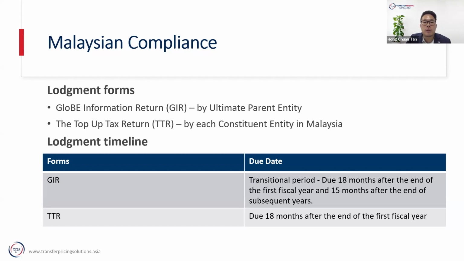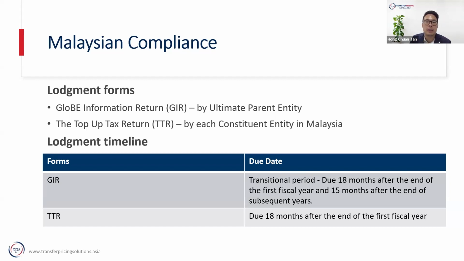We have the transitional period of 18 months, and then 15 months after, but it can be 18 months after. That's yet to be seen. PTR 18 months after the end of the first fiscal year. So just to bring into context the effective date: the GMT for Malaysia is for those that start 1st Jan 2025, right? Which means the December year, and the first financial year to be in scope would be the 31st December 2025, right? The financial year, which means the initial submission of the GIR and the TTR would be 18 months, and that date will be 30th of June 2027, right?